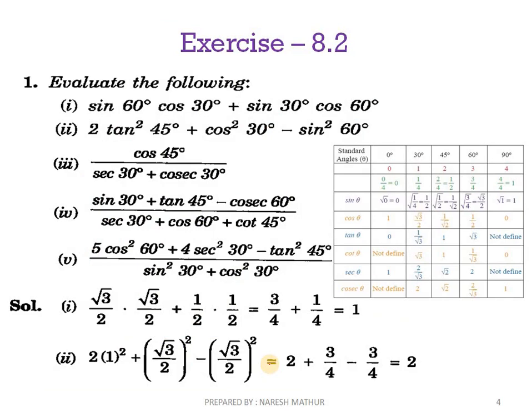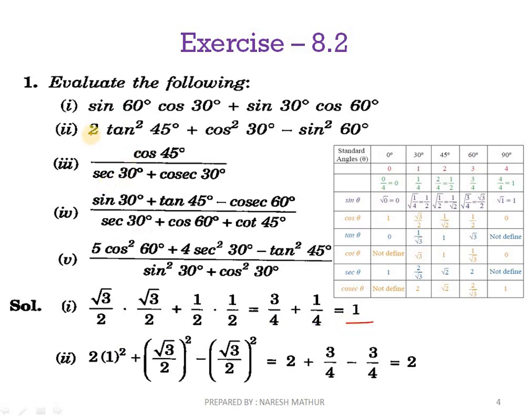First one is given as sin 60 cos 30 plus sin 30 cos 60. Now by the table, just for simplicity, I've given the table, but later I prefer that you should learn these values. Sin 60 is root 3 by 2. What is the value of cos 30? Cos 30 is root 3 by 2. Sin 30 is 1 by 2. And cos 60 is 1 by 2. Just put the values. So it will be 3 by 4 plus 1 by 4, which is 1.